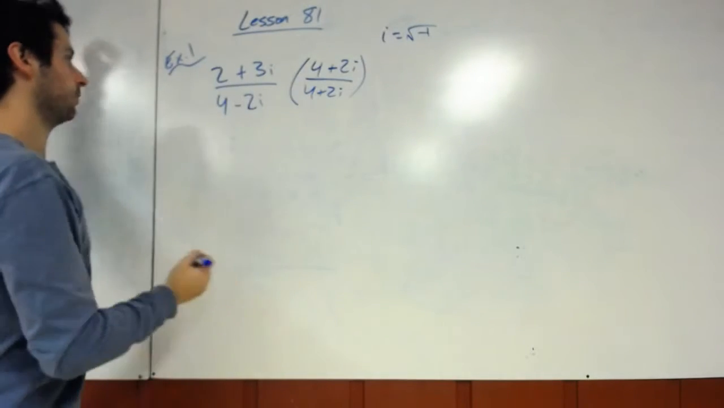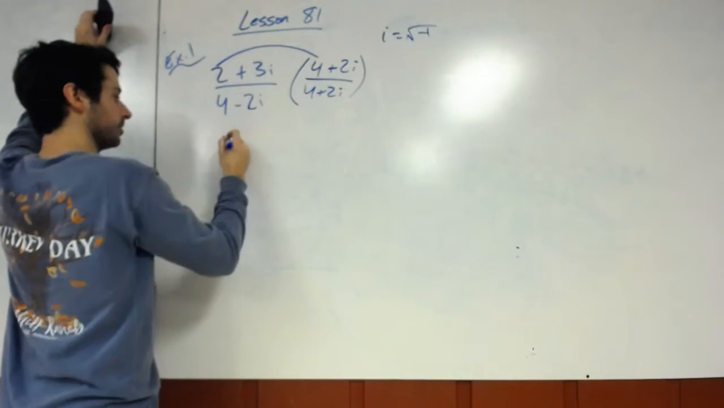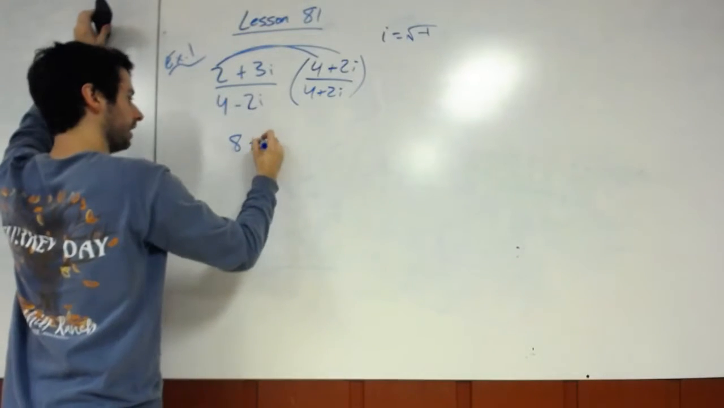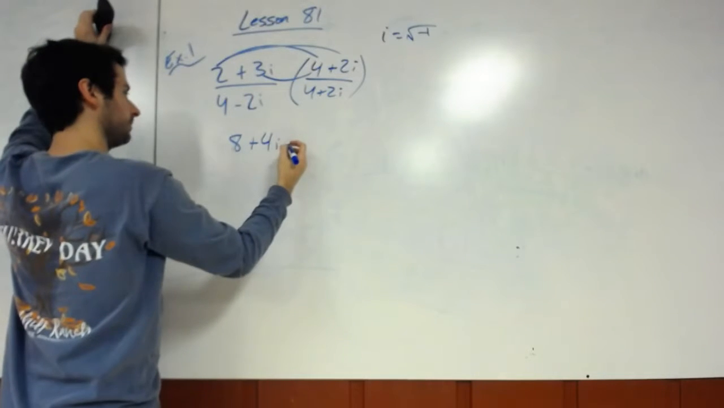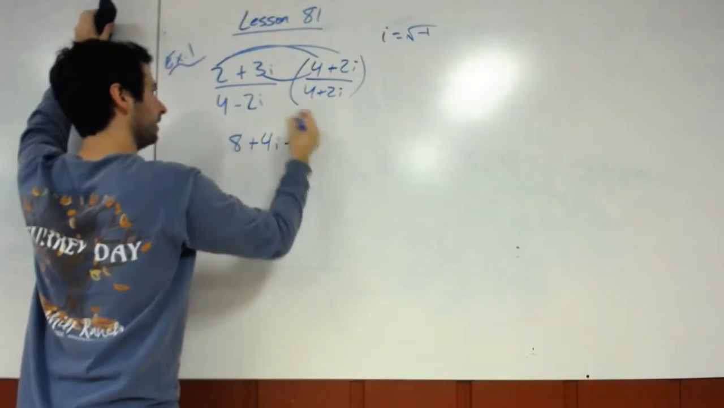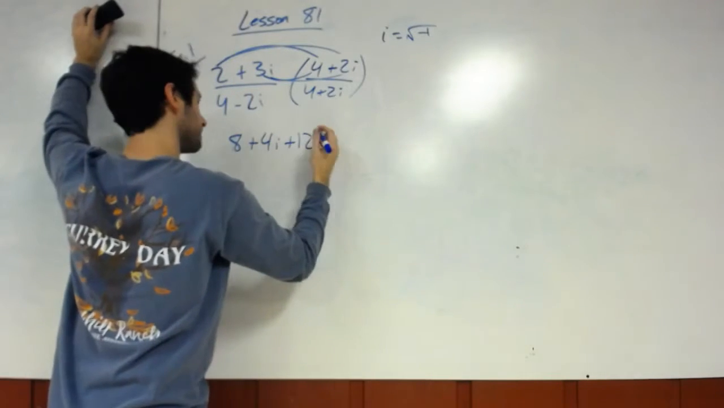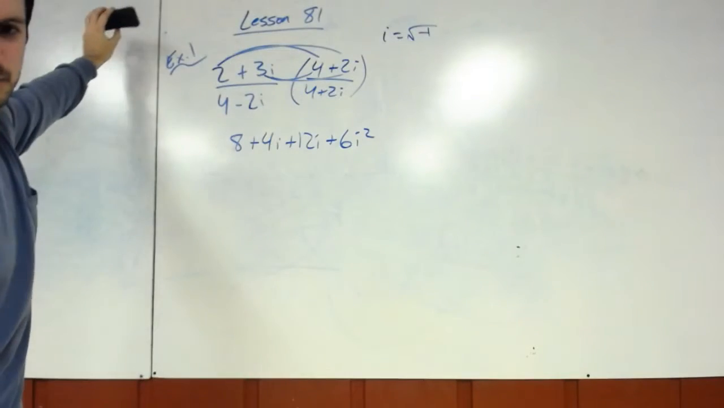So when we multiply, we FOIL. First, 2 times 4 is 8. Outside, 2 times 2i is 4i. Inside, 3i times 4 is 12i, and last, 3i times 2i would be 6i squared. We'll simplify that in a moment.